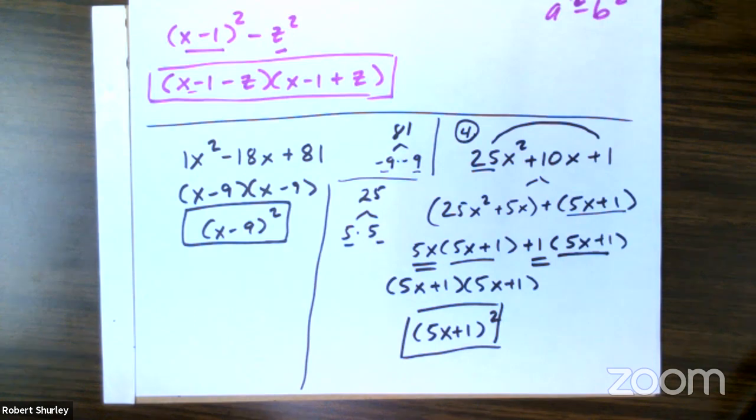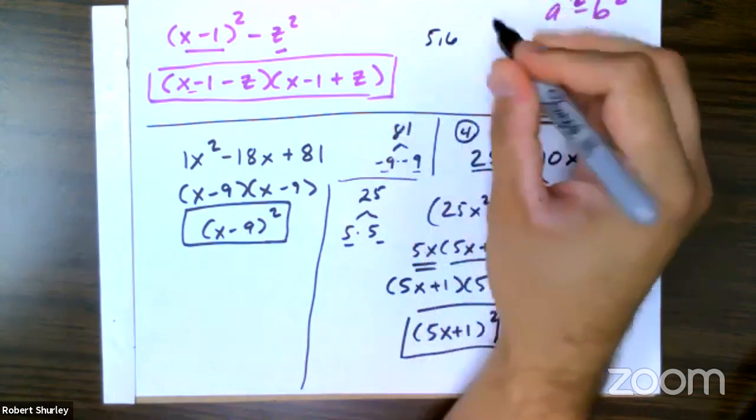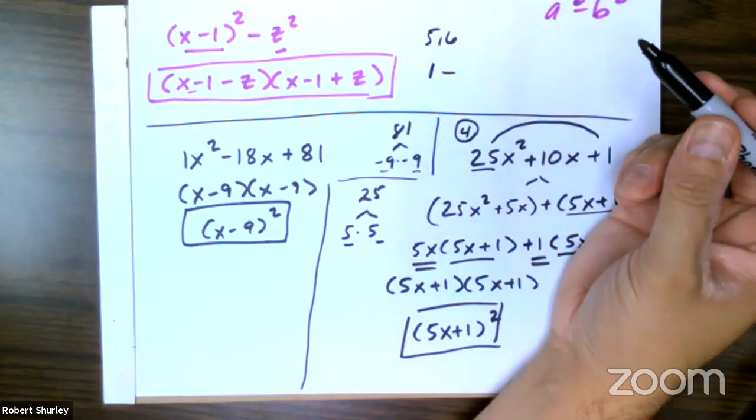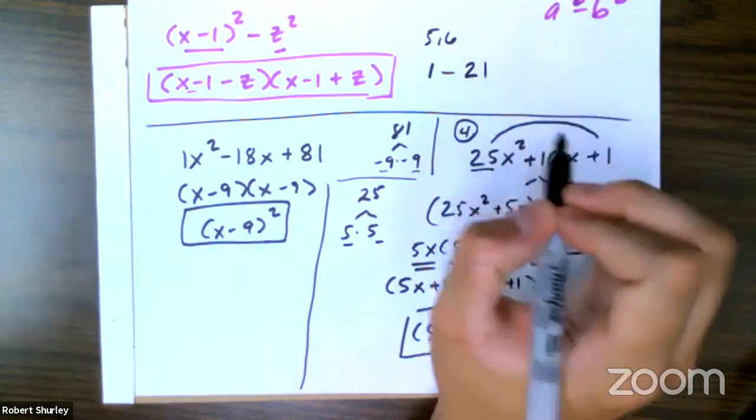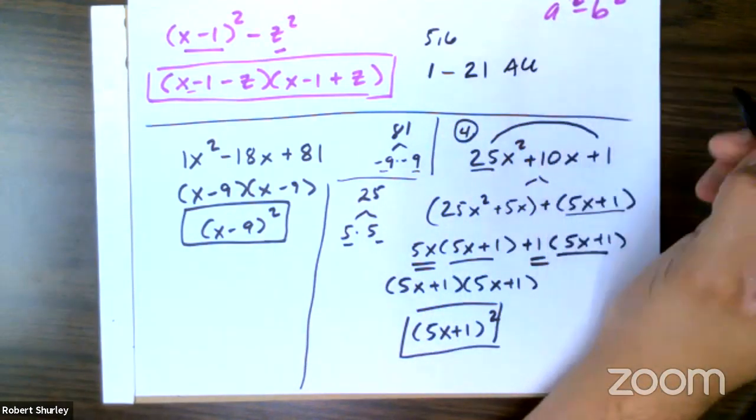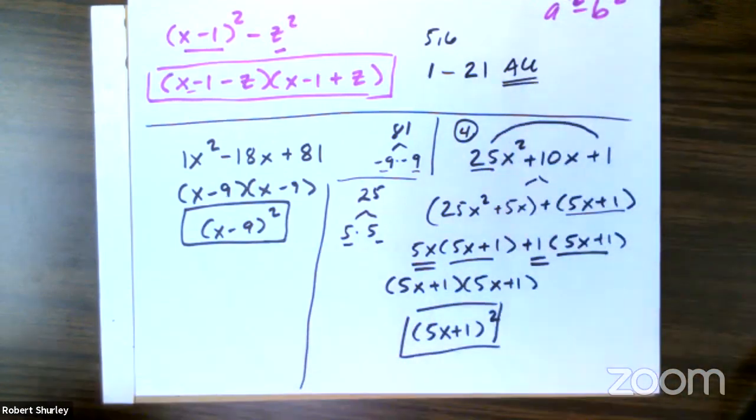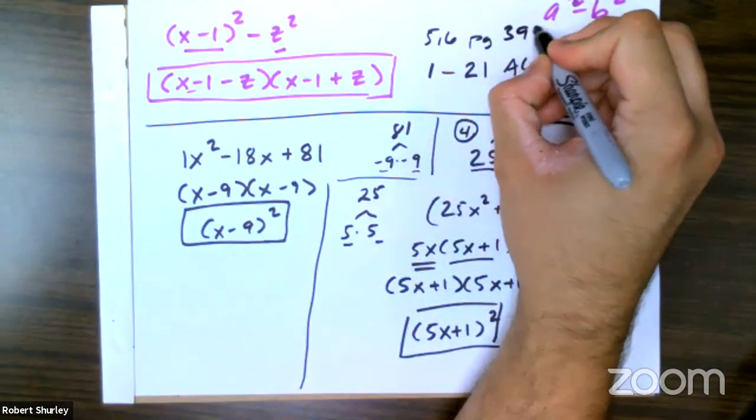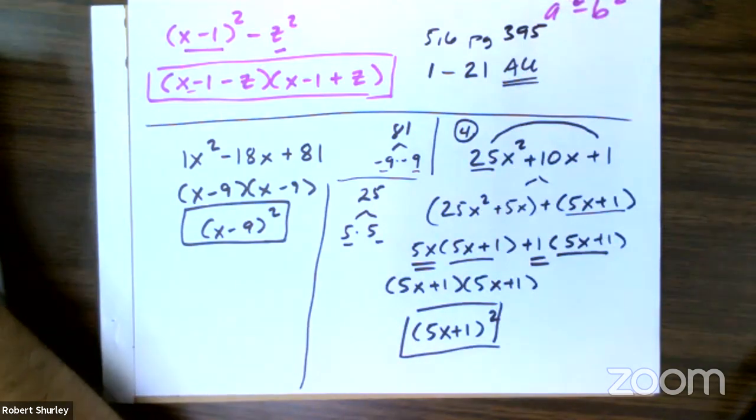Any questions? Okay, let's look at the homework. Homework for 5.6: I want you to do 1 through 21, and I want you to do all of these. Usually I do evens, but there's not a lot of homework, so just 1 through 21, all, and that'll cover what's going to be covered on the test for these special factorizations. So 5.6 starts on page 395, 1 through 21.